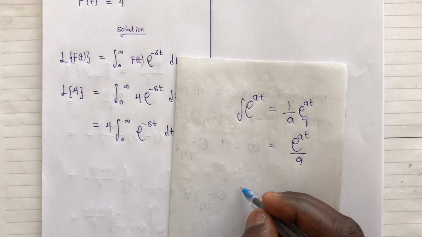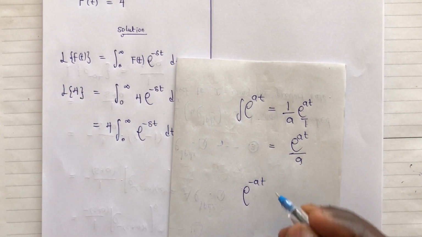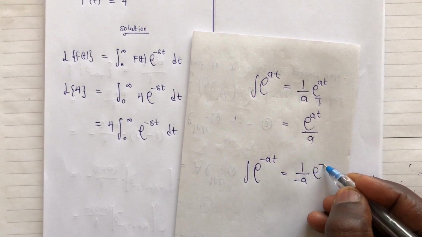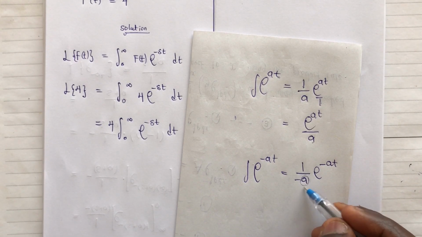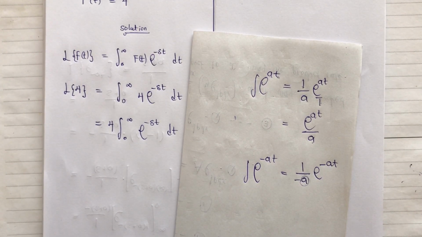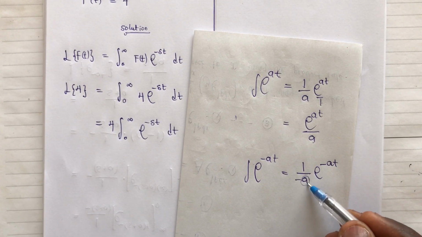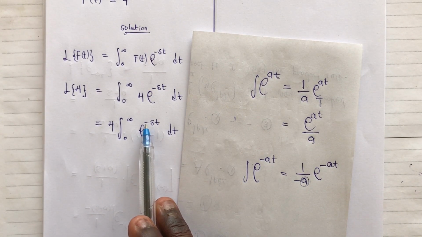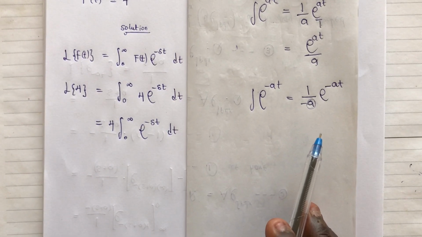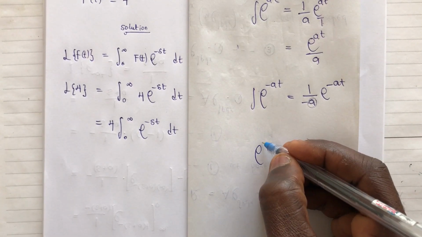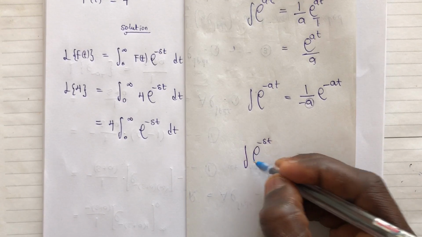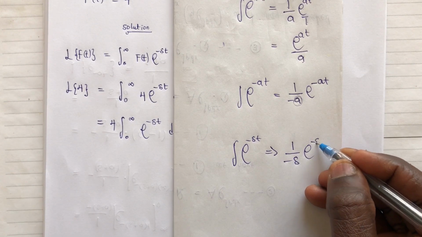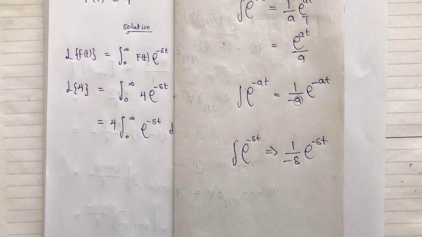Alright, so if I have something like e to the power negative at, then the integral of that is going to give me 1 over minus a times e to the power minus at. Okay, when I substitute a scalar for this one, the result will change. So if I put 2 here, then this side will be 1 over negative 2. In this case, we have negative s. So the result remains the same. So we have e to the power minus st. So the integral of this is giving us 1 over negative s times e to the power minus st. Very simple. Okay, all right, so let's move on.